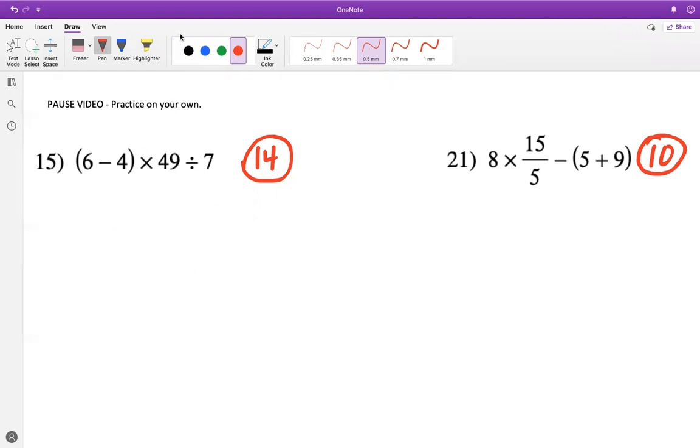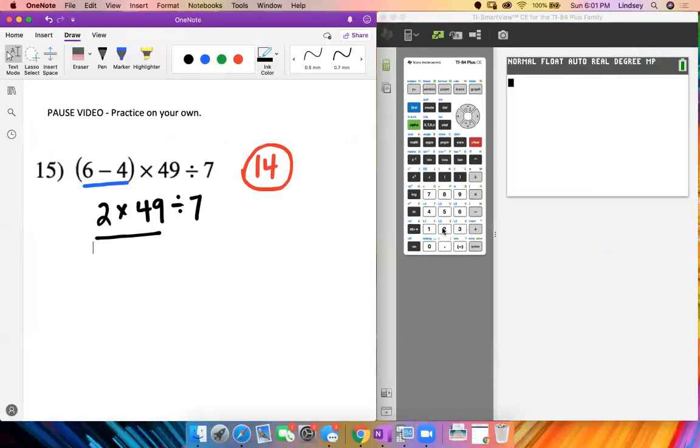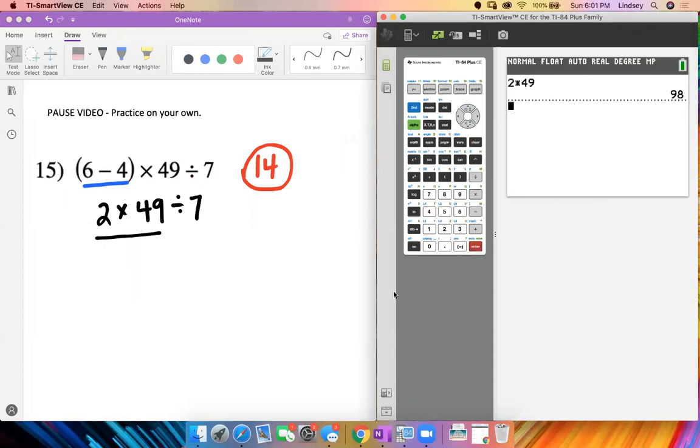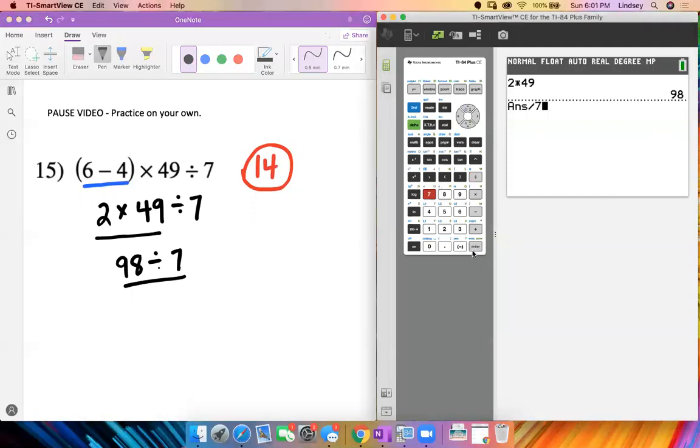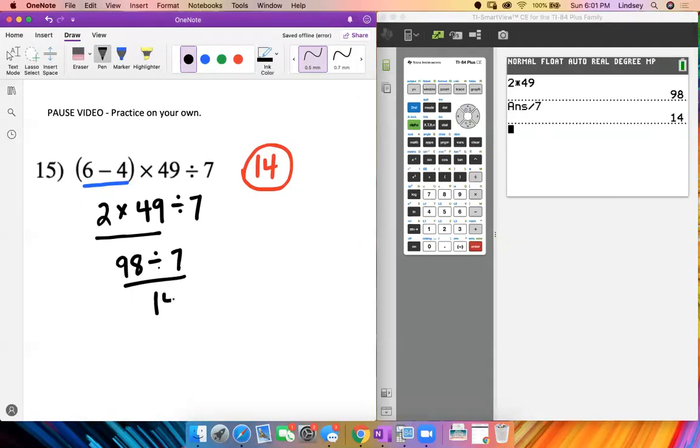So for this first one, I'm following order of operations. I'll do what's in my parentheses first. So that gives me 2 times 49 divided by 7. According to order of operations, when it's multiplication and division, I do whichever one comes first from left to right. So I have 2 times 49, and that gives me 98 divided by 7. So I have one operation, 98 divided by 7 gives me 14, just like what we said earlier.